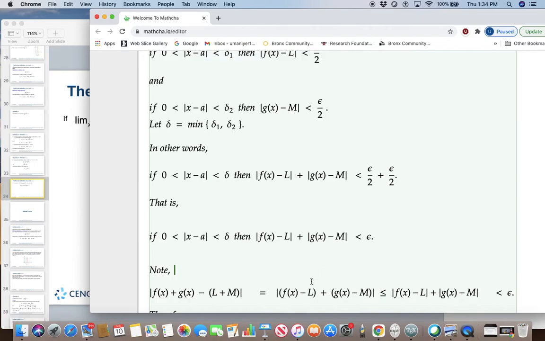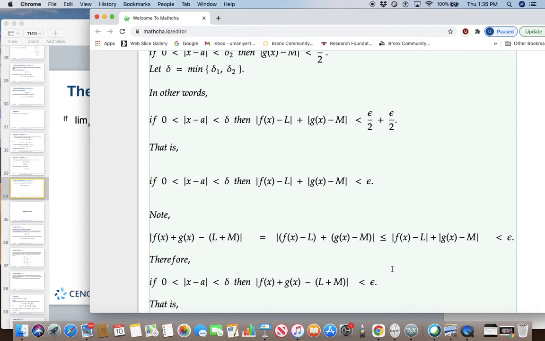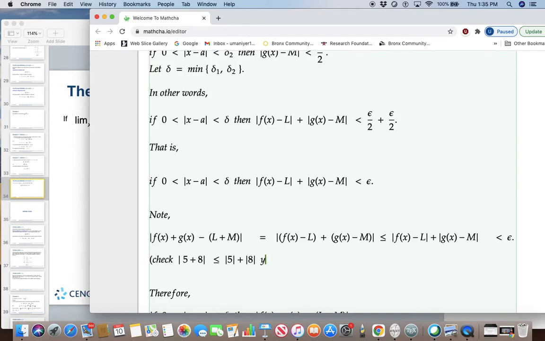You see, if I have two numbers with an absolute value, it's actually less than or equal to the sum of the absolute values of each number. Check for yourself. What am I saying here? This is called the triangle inequality. Okay? Check for yourself. So, a small check. If I take the absolute value of 5 plus 8, is it less than or equal to the absolute value of 5 plus the absolute value of 8? Yes.